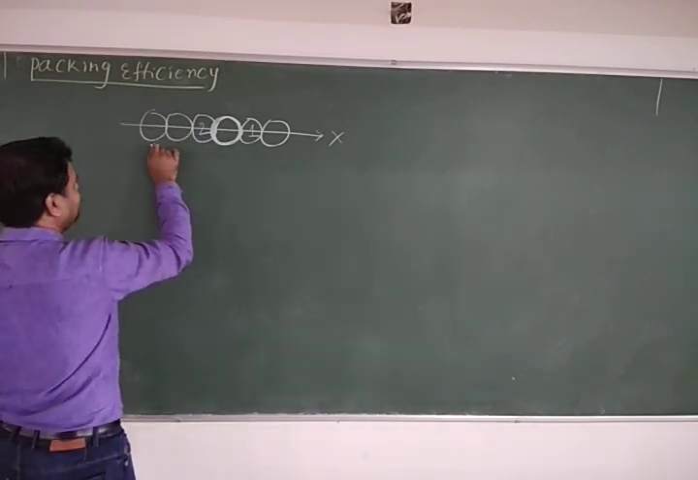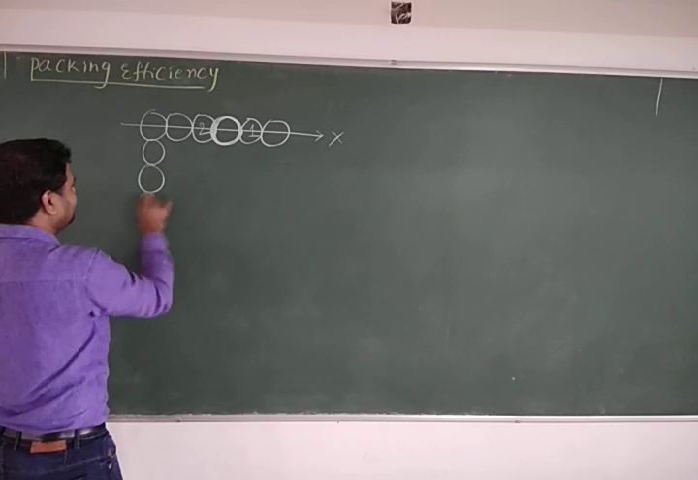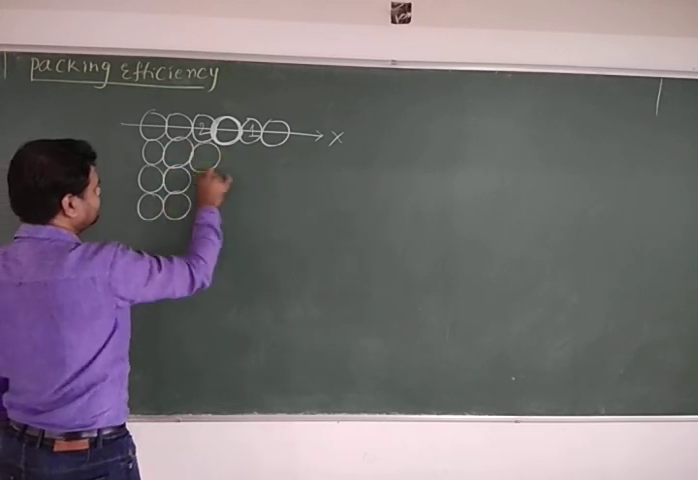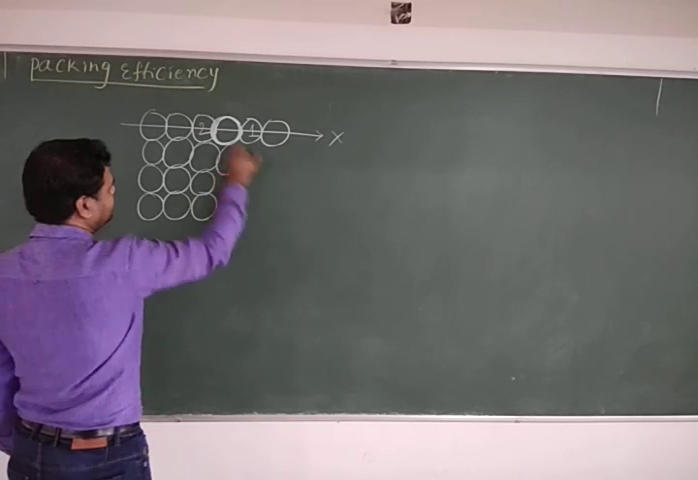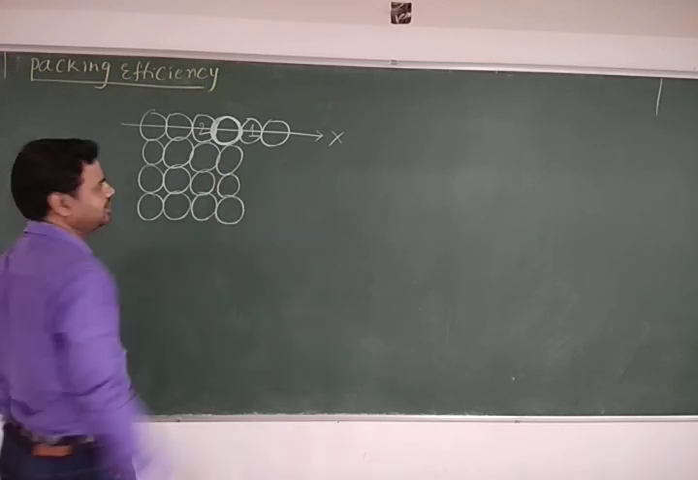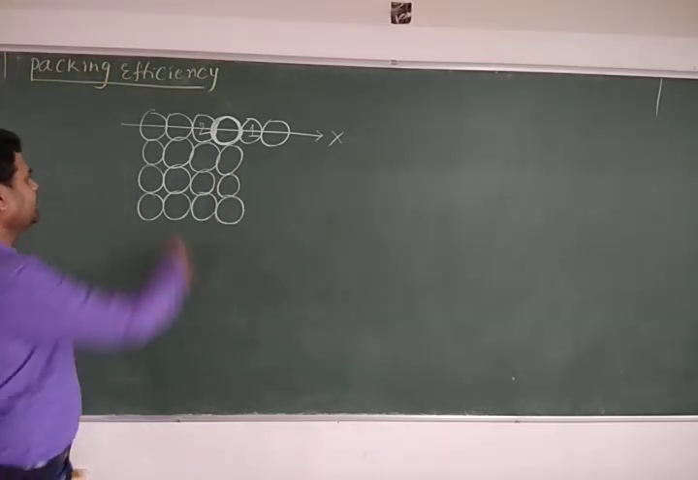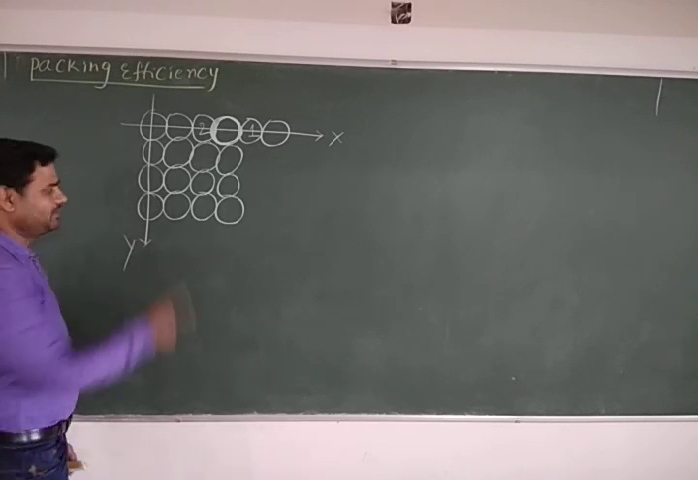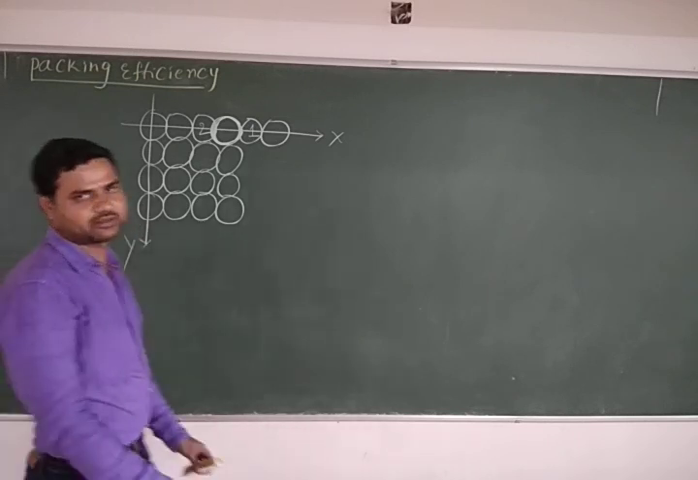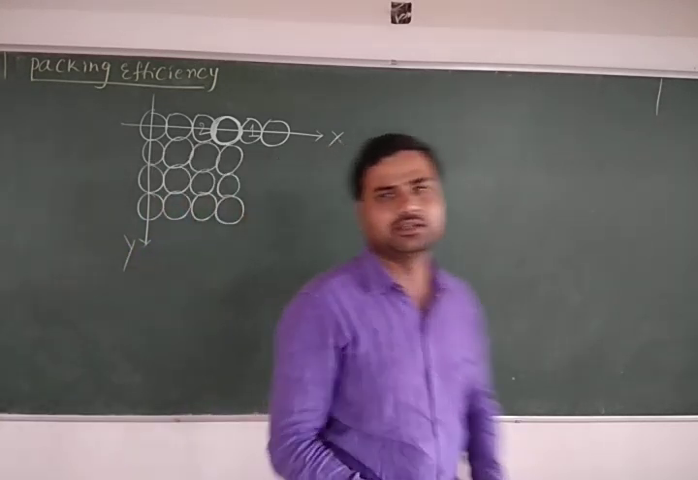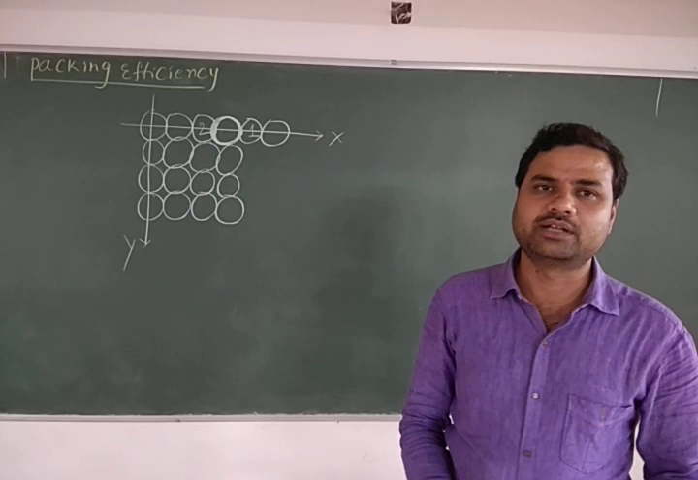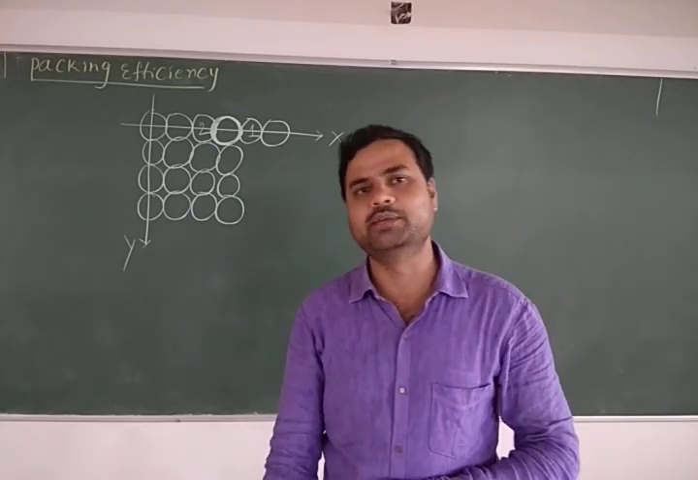Similarly, packing in two dimensions can be done very simply like this. In the x-axis we are placing the atoms. If we place the atoms in the y-axis also like this, this type of packing is called what? Two dimension. So in two dimensions we are placing the atoms in the x direction and y direction. This kind of packing is called close packing in two dimensions.